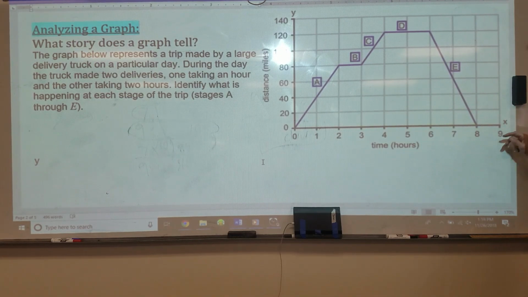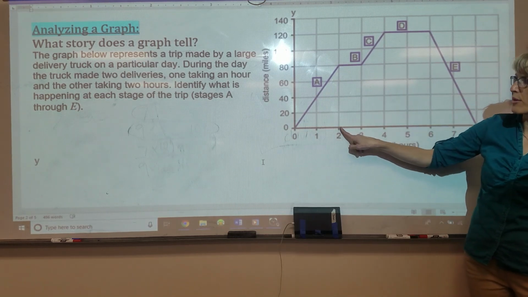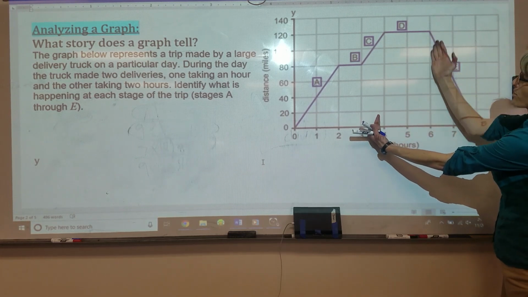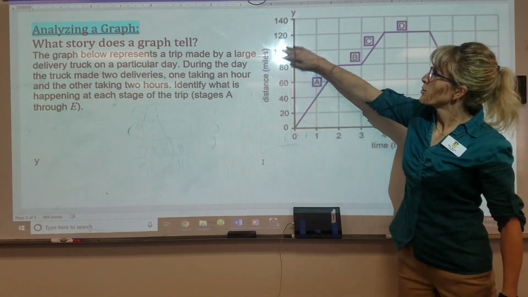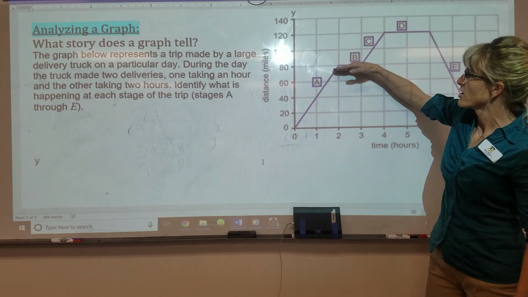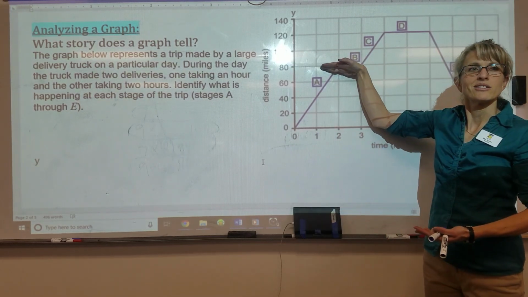So the x-axis is labeled time in hours. This would represent 1 hour of time, 2 hours of time, 3 hours. You could break it down into intervals between 4 and 6 hours. Something happened here. Then the y-axis is measured in distance, so 20 miles, 40 miles, 60 miles. So I could say, hey, from here to here, 80 miles was traveled.